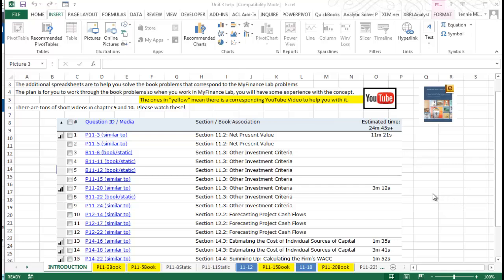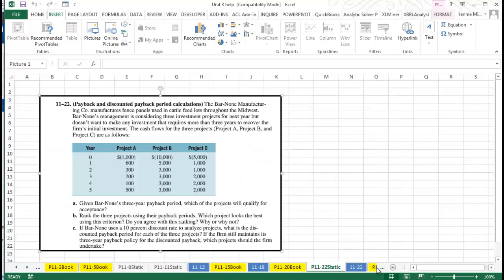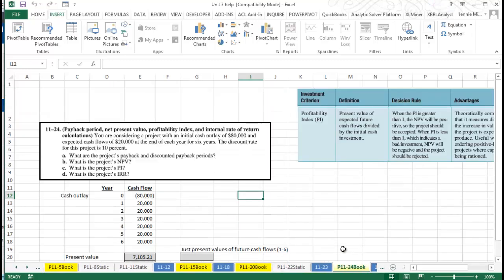Hi, we continue our work in Unit 3, and we are going to be working with the Profitability Index in this session. So let's get over here to our problem. And the Profitability Index is another investment criterion that we can use.